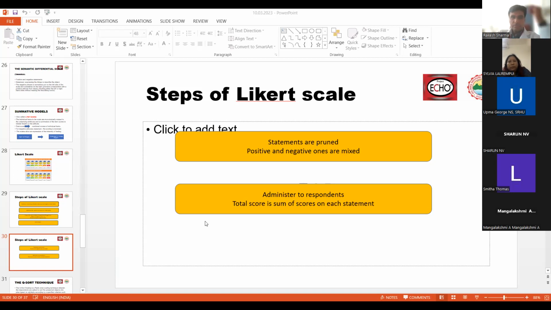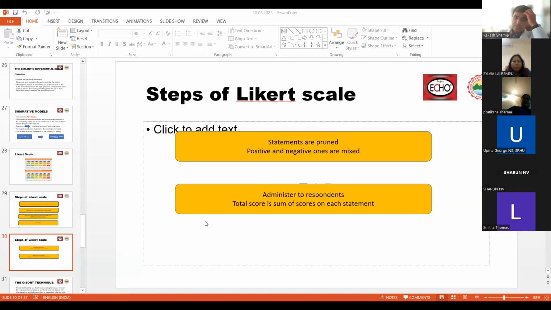To calculate a total attitude for each respondent using the same scaling procedure, the distribution of the total scores is then used to refine the list of items. And this is called item analysis. We have seen item analysis is an essential step of a Likert scale. To analyze the responses, select for the scale those items which most clearly differentiate between the highest and the lowest scores.